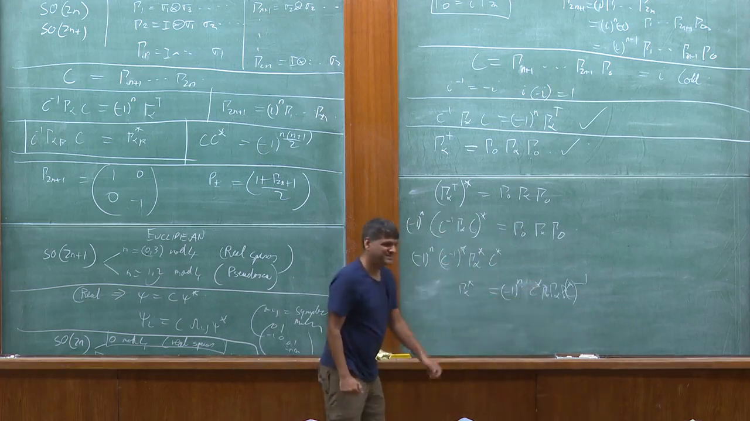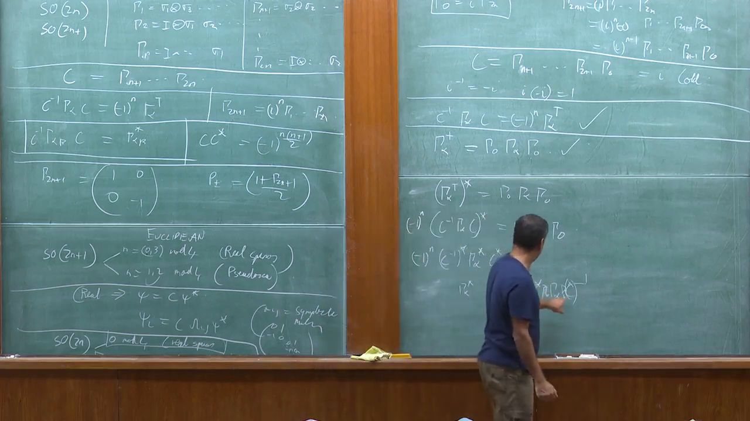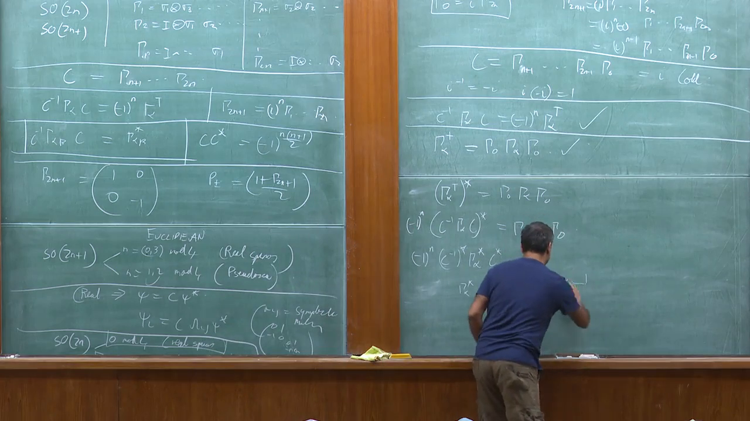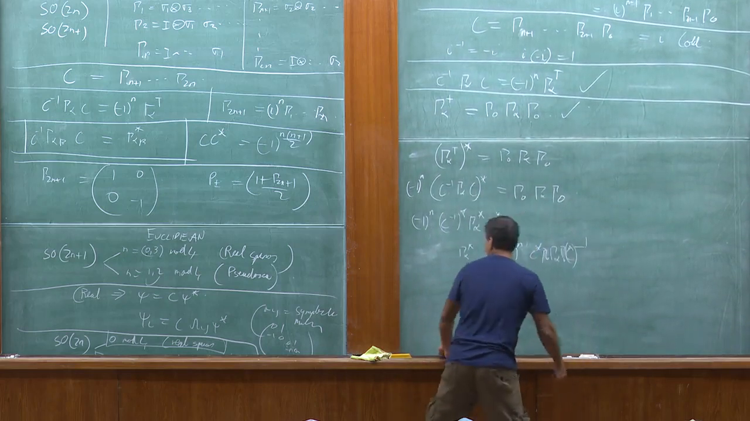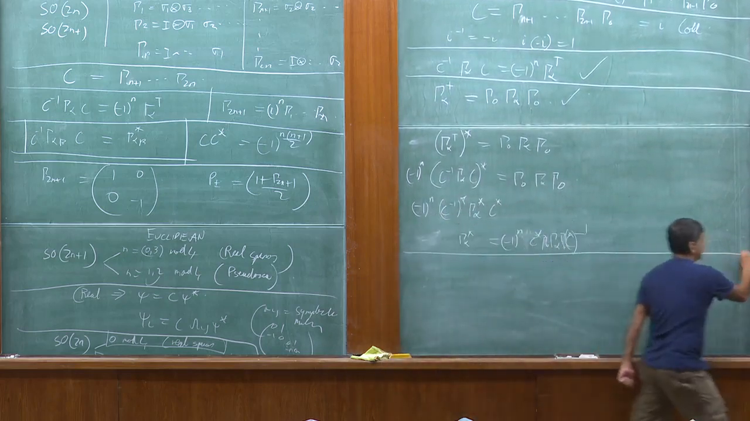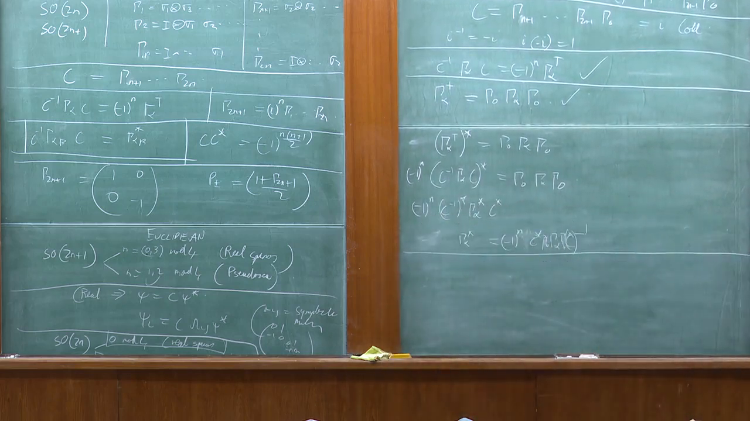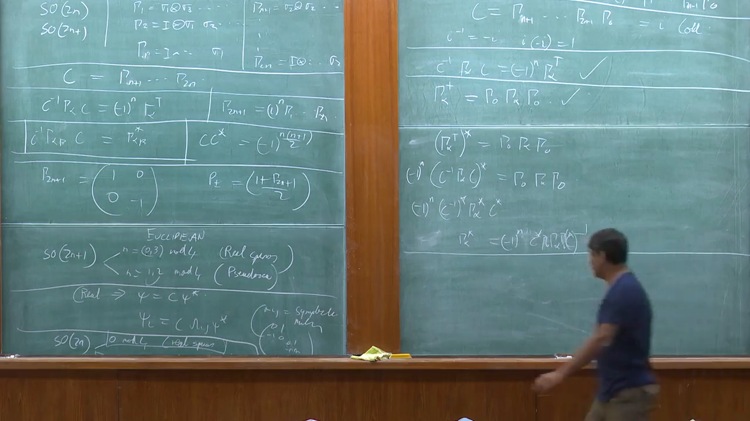C star, gamma 0, gamma alpha, gamma 0, C star inverse. Okay. Now let us also work out what the relationship between C and C star is. Either -1 or 1, right? Yeah, minus 1 or 1. Right, so we have to work it out.